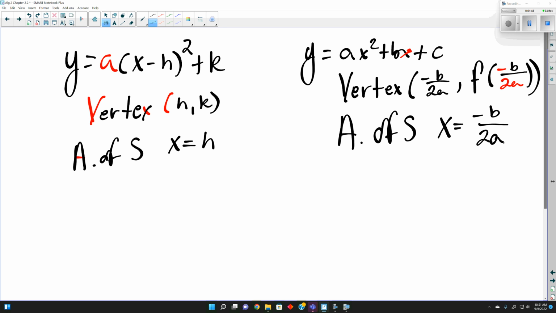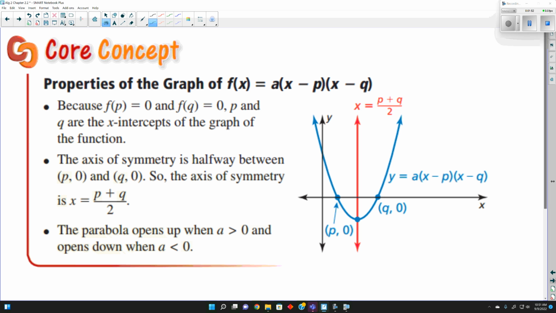Now, the one we're covering today, and finishing this set of slides with, is this equation here. So you're probably going to need to turn a page or two ahead from where you're at. Now, this here, we call the x-intercept form. This is the x-intercept form of this equation.